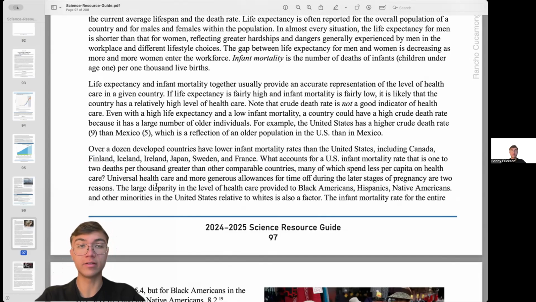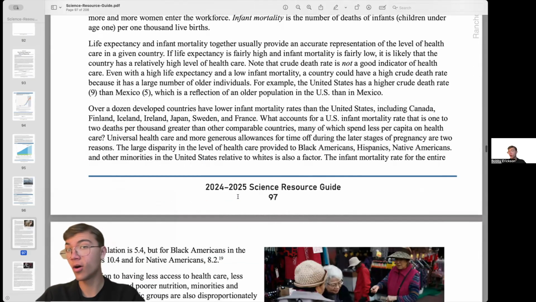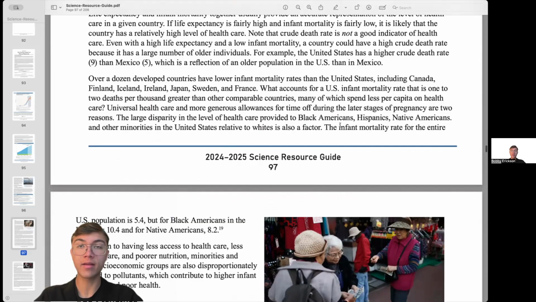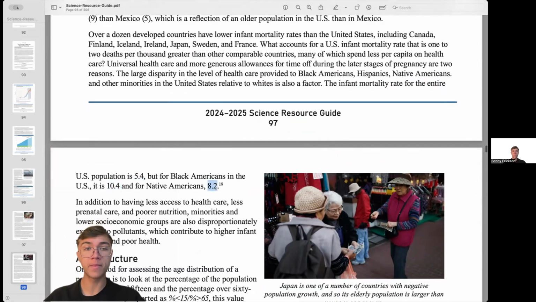We can also take a look at the large disparity in the level of healthcare given to Black Americans, Hispanics, Native Americans, and other minorities, relative to whites. And this is also a factor in healthcare as a whole. And so we can take a look at what the actual infant mortality rates are, and that is 5.4 for the US per 1,000 births. And for Black Americans, it's actually 10.4. And for Native Americans, it's 8.2. So there's that disparity in healthcare, which is a big problem.